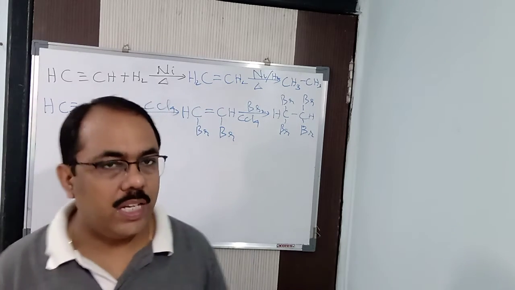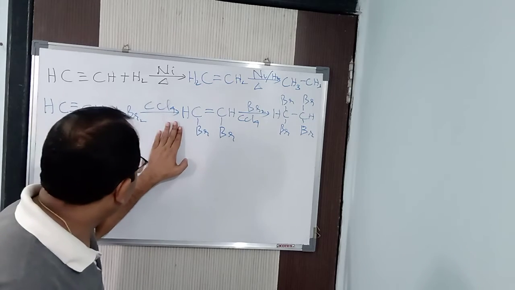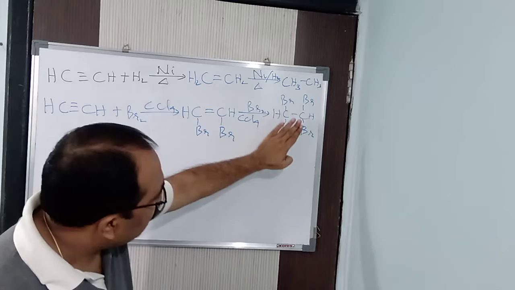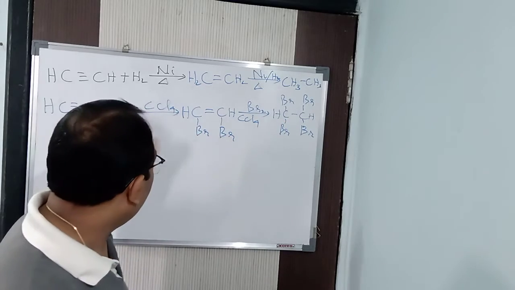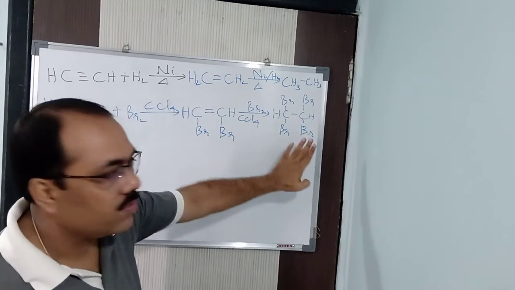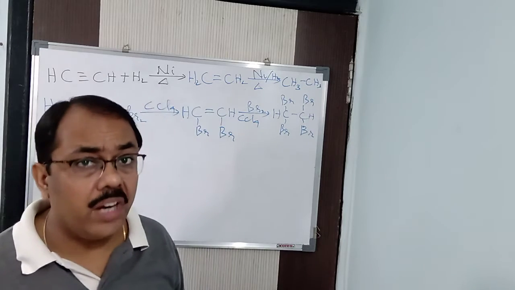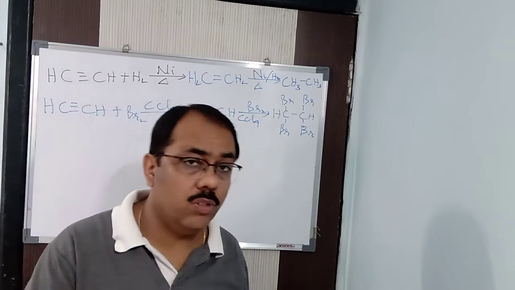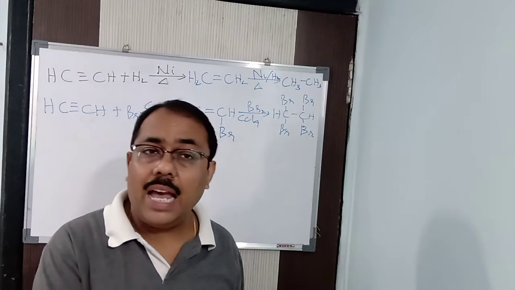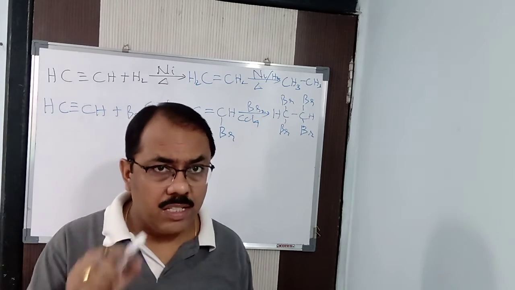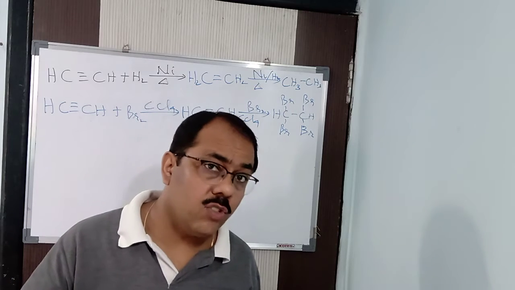That means alkenes also give this test. Alkynes also give this test, as well as alkenes. Triple bond gives the test and double bond also gives the test. Hence it is said to be the test for unsaturated compounds. That is, alkenes and alkynes both will give this test. But remember, alkanes do not give this test. So this is a difference between saturated and unsaturated compounds.